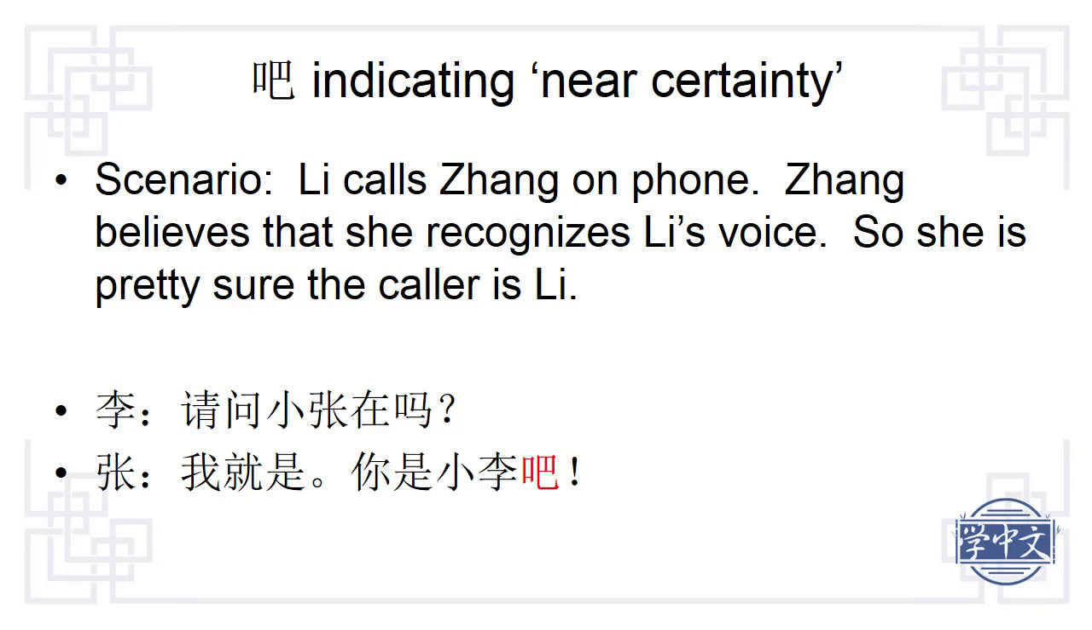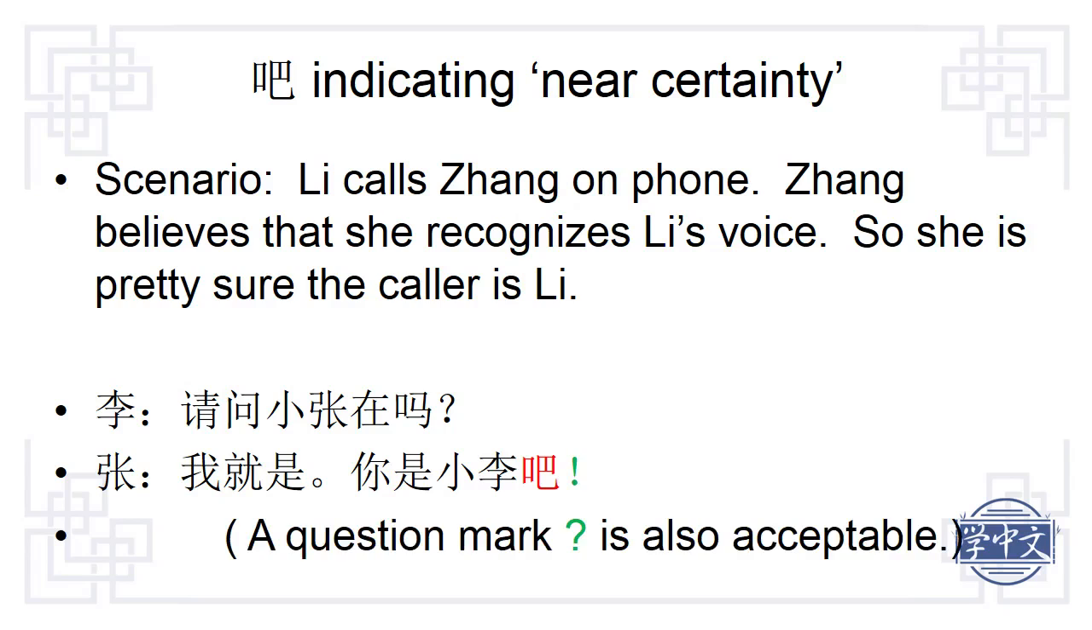Because of the use of ba, this expression shows that Xiao Zhang is almost certain that the caller is Xiao Li. The only reason she's not 100% sure yet is because this is, after all, a phone conversation, not a face-to-face situation. It is also acceptable to use a question mark instead of an exclamation mark.